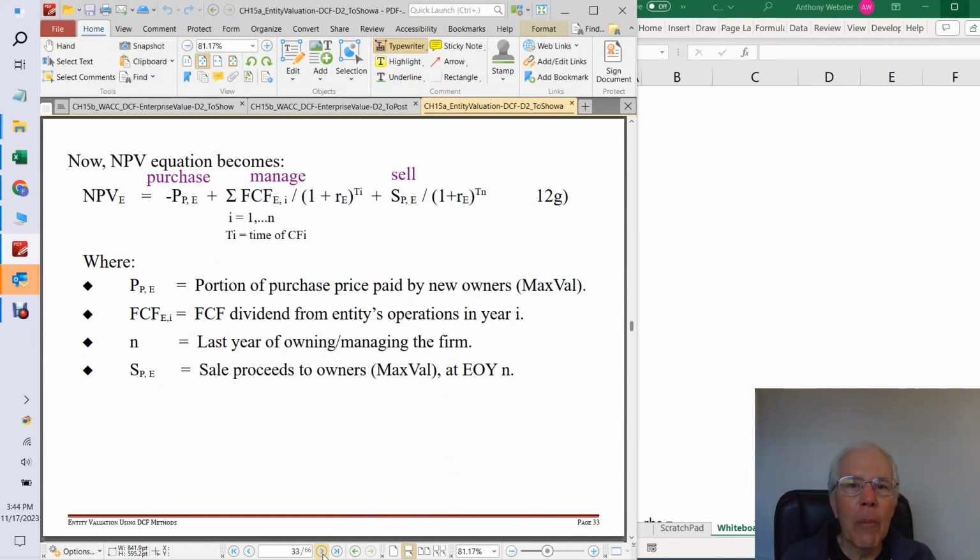So when we're doing a buy, manage, sell operation, we have three pieces. Piece number one right here is the purchase piece. And then here we have the manage piece where we're going to enjoy free cash flows from the entity's operations. And of course, those need to be discounted back to t=0. And then the third and final piece is the sell piece where we're going to sell 100% of the shares and walk away. And of course, that needs to be discounted back to t=0 as well. Why? Because as usual, we're doing an NPV evaluation of this project.